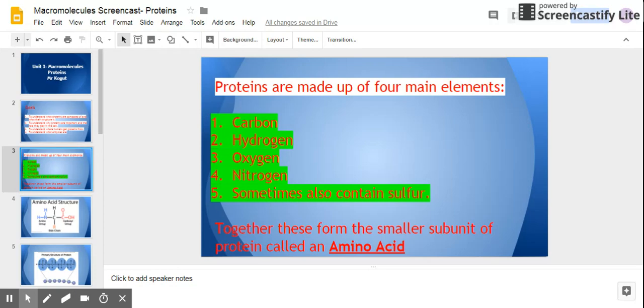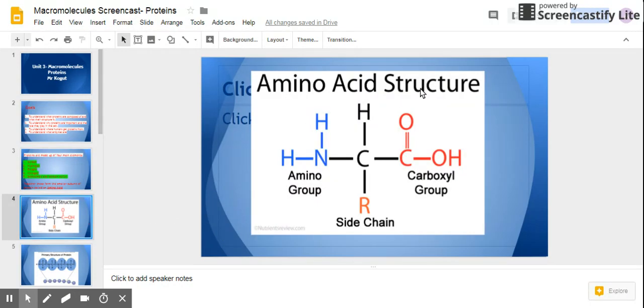Proteins are made up of many smaller subunits. So the fact that they're made of carbon, hydrogen, oxygen, nitrogen, and sometimes sulfur is because there are smaller parts that come together to form bigger parts, which is what we call our proteins. So the first part, I'm going to show you this picture now. This is the structure of an amino acid. An amino acid is the smaller structure that makes up proteins.